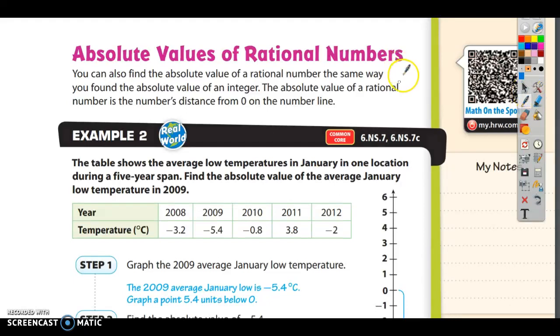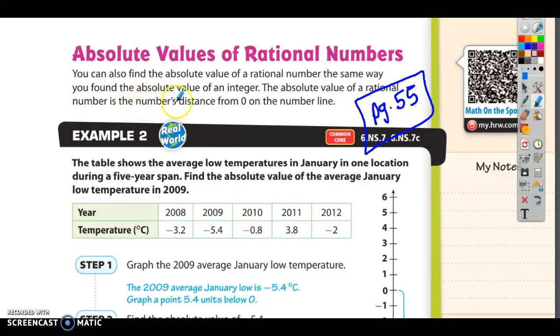We are on page 55, and we are going to talk about absolute values of rational numbers. You can also find the absolute value of a rational number the same way you found the absolute value of an integer. The absolute value of a rational number is the number's distance from 0 on the number line.